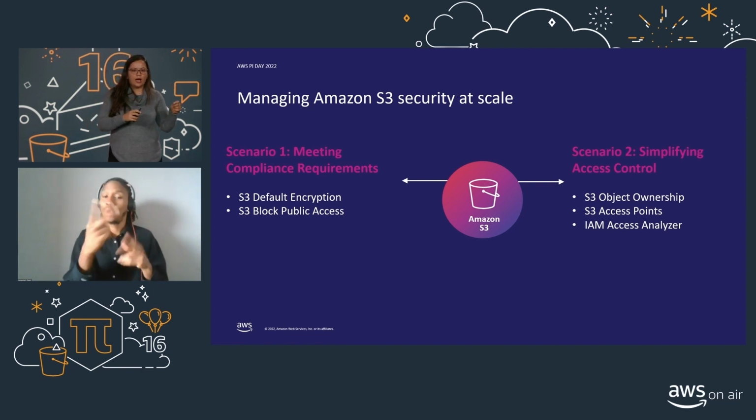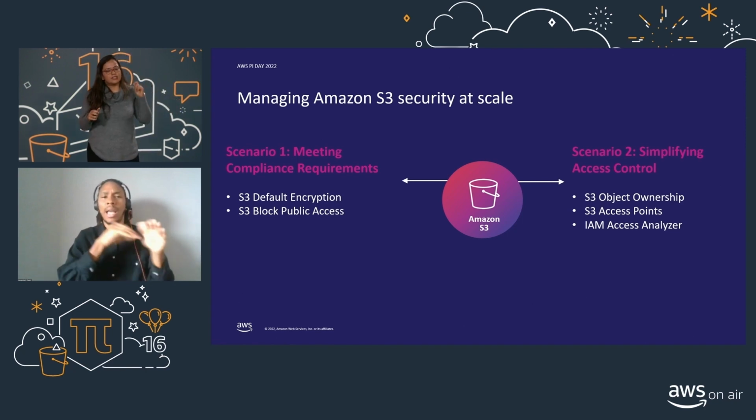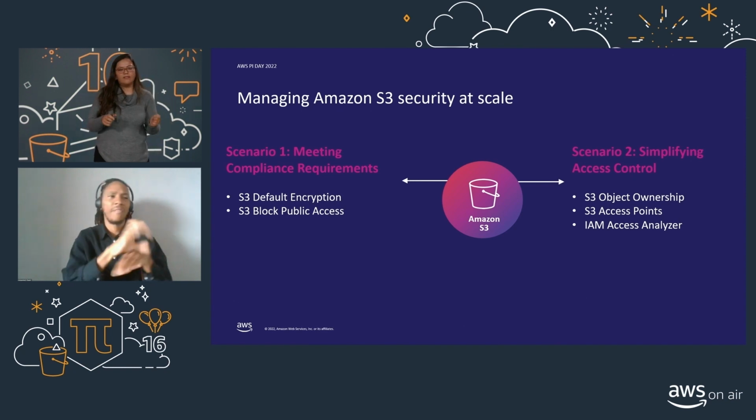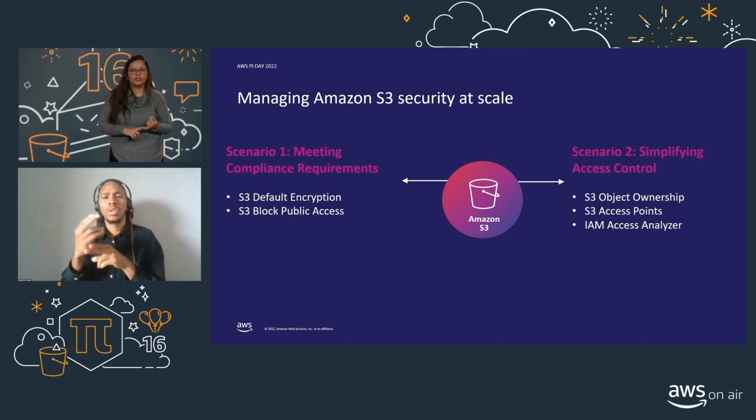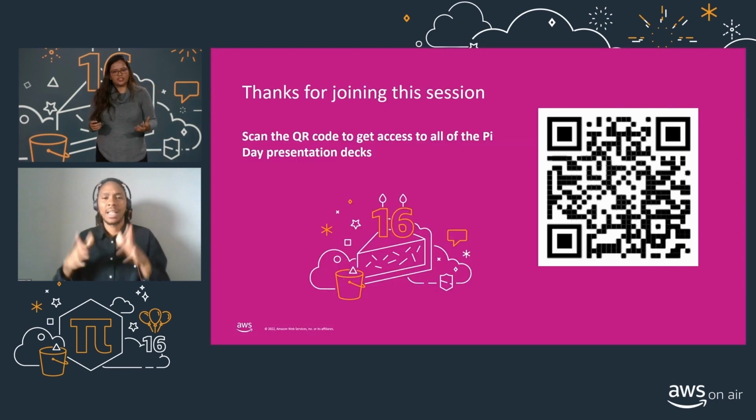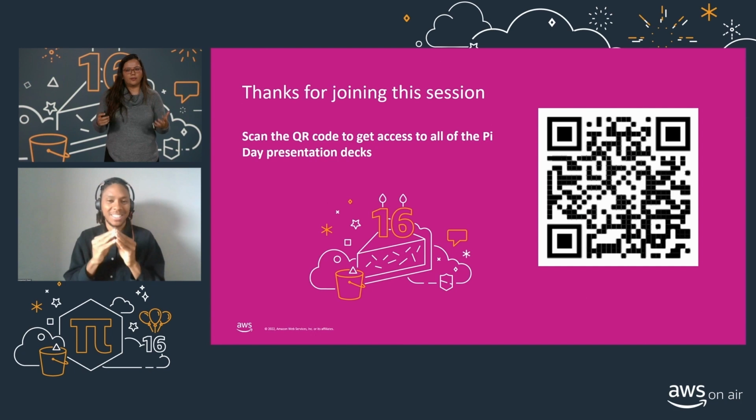In scenario 1, we looked at compliance management at scale and saw how you could use the default encryption feature and block public access to enforce compliance at the click of a button. And then we saw how you could simplify your access management at scale using features like object ownership, access points, and IAM Access Analyzer. Thank you for joining my session and taking the time to learn more about how to manage your security at scale within S3.